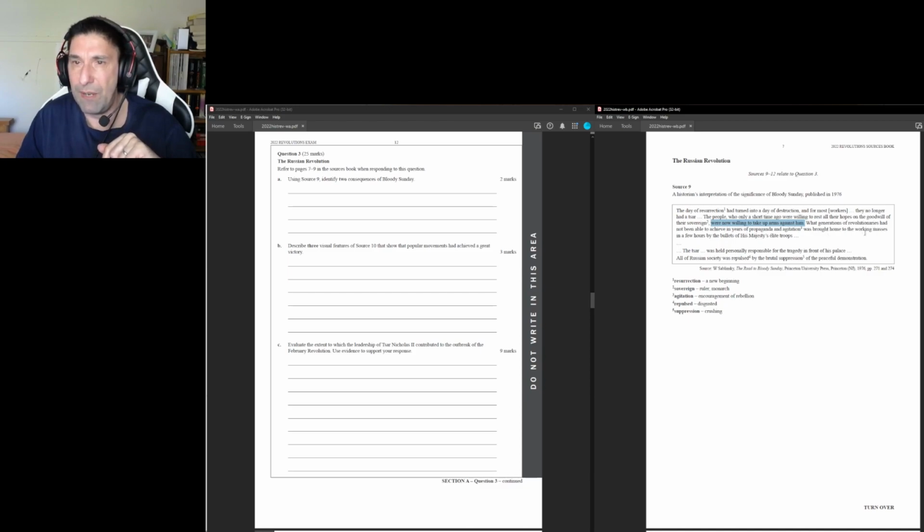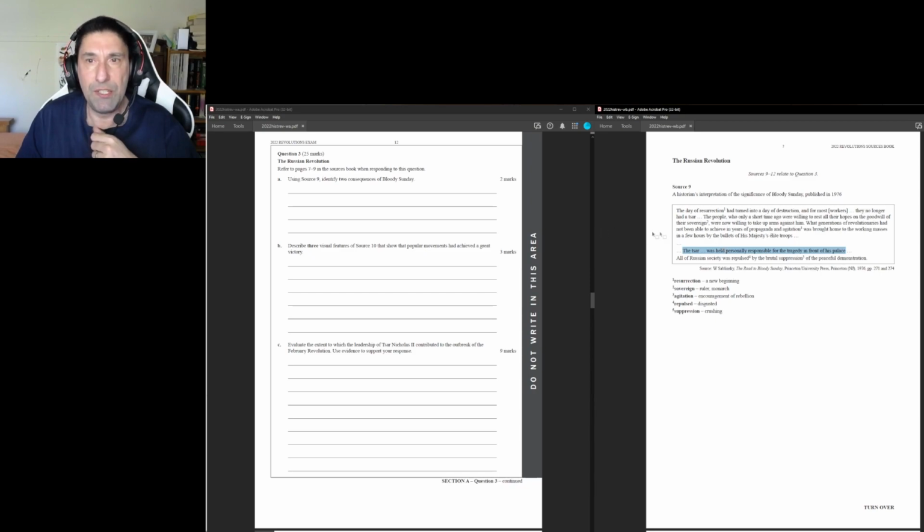What generations of revolutionaries had not been able to achieve in years of propaganda and agitation was brought home to the working masses in a few hours by the bullets of His Majesty's elite troops. Here is another consequence of Bloody Sunday. The Tsar was held personally responsible for the tragedy in front of the palace, and all Russian society was repulsed by the brutal suppression of the peaceful demonstrations. So the 2 consequences: the people were prepared to rise up against the Tsar, and the Tsar was also held responsible for the Bloody Sunday massacre.